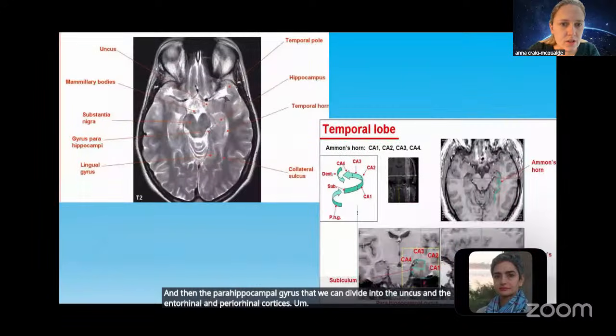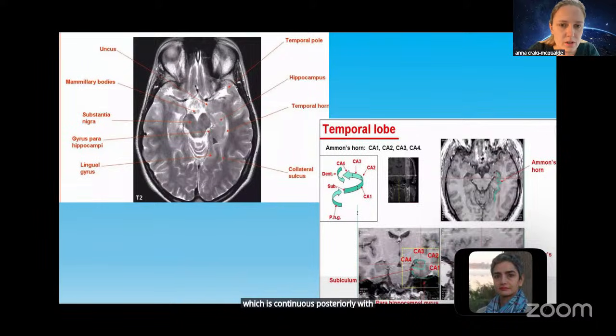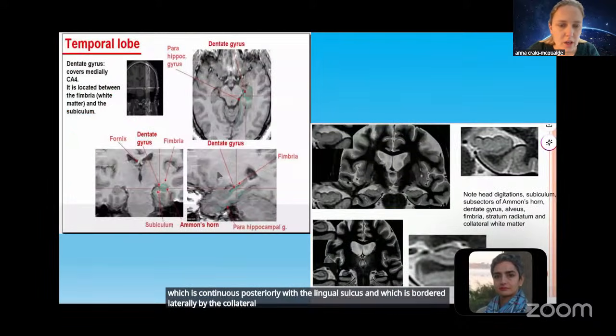So here, just as an outline to start briefly on axial section, we see the uncus anteriorly, the hippocampus, and then we go back into the parahippocampal gyrus, which is continuous posteriorly with the lingual sulcus, and which is bordered laterally by the collateral sulcus. The lingual gyrus, apologies, I think I said lingual sulcus just then.